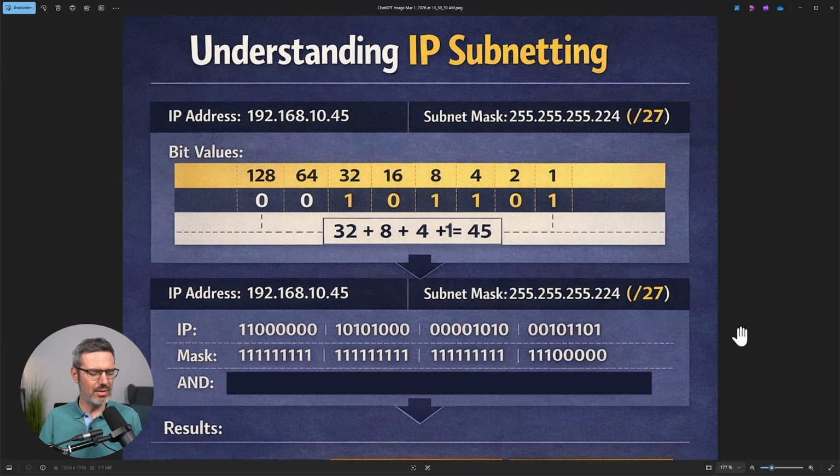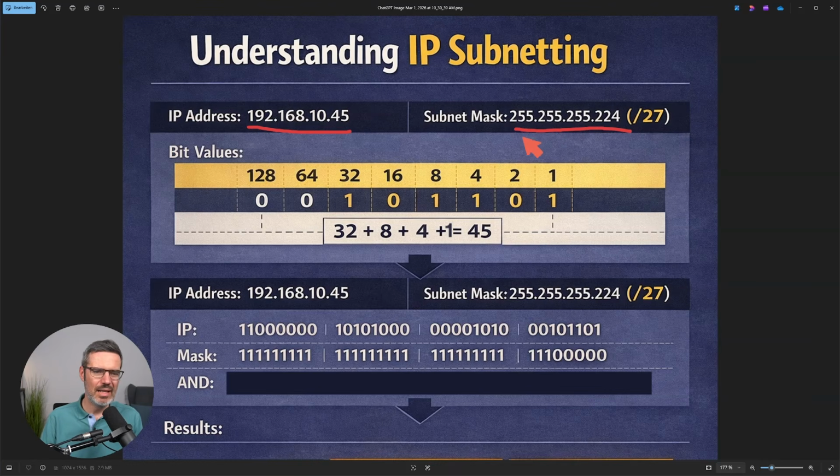All right, so let's look at subnetting. You most likely have seen IP addresses like this: 192.168.10.45, and then a subnet mask, right? Very often with the subnet mask, either you have it in this format or you have it in a /27, a CIDR block, also called like that, which leads to that subnet mask.